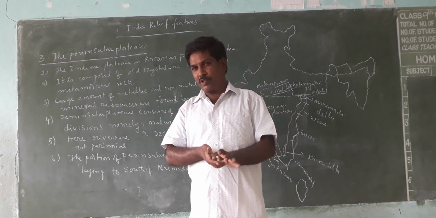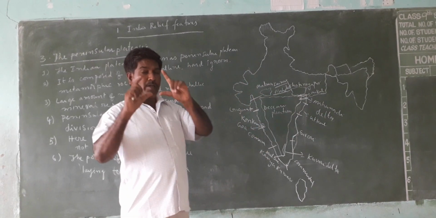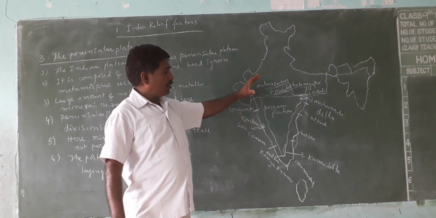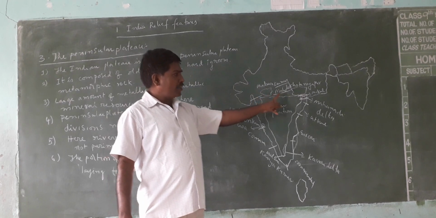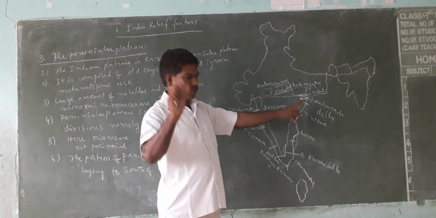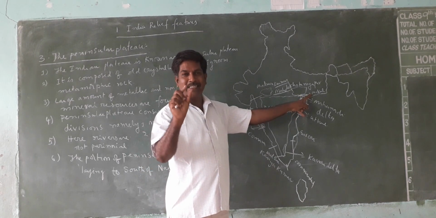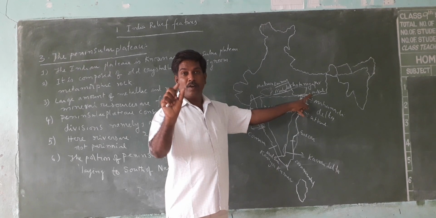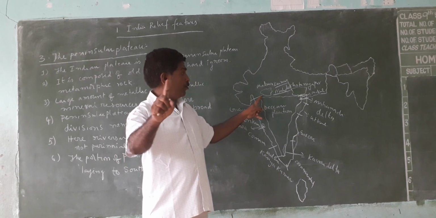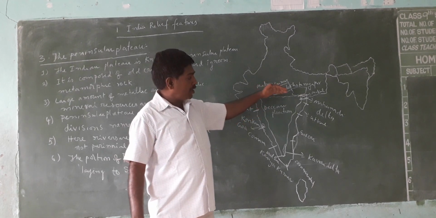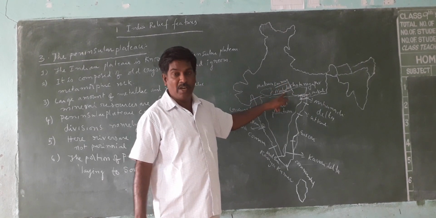Now we are going to discuss the boundaries of this peninsular plateau in detail. On the eastern side, the edge of the peninsular plateau is the Maikal range. The western edge of the peninsular plateau is the Malwa plateau, and the northern side of the peninsular plateau is the Kaimur range and Mahadev hills.